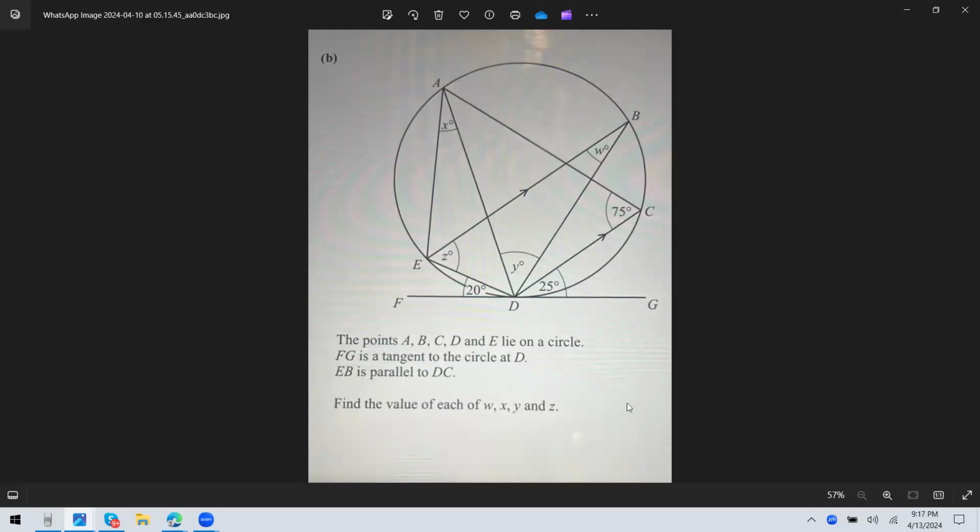So let's do step by step. First of all, using the alternate segment theorem, this 20 degree angle must be equal to the angle made by the chord. Well, this is the angle between the tangent and the chord, 20 degrees, and the same chord is making the angle x. So you can say that x is equal to 20 degrees.